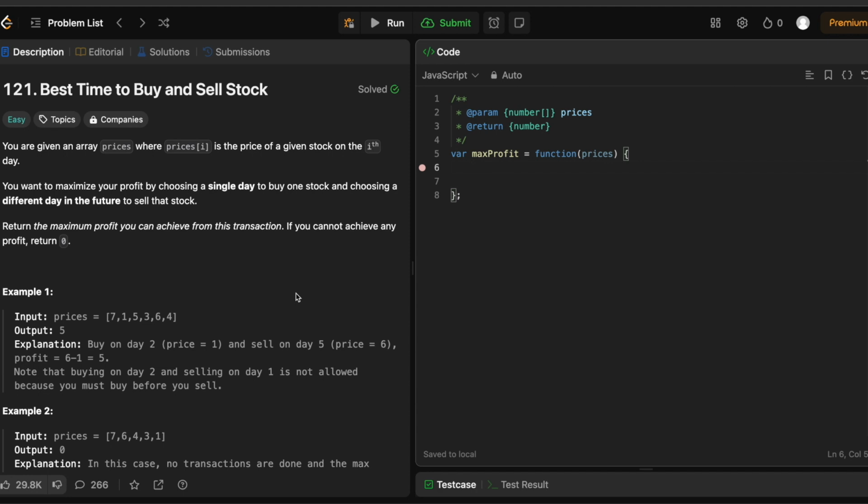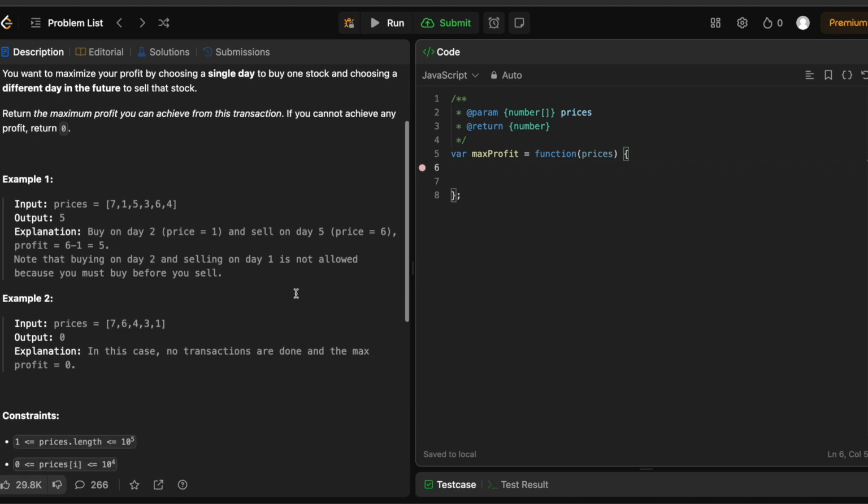So you are given an array prices where prices[i] is the price of a given stock on the ith day. You want to maximize your profit by choosing a single day to buy one stock and choosing a different day in the future to sell that stock. Return the maximum profit you can achieve from this transaction. If you cannot achieve any profit, return 0. Let's look at some examples.